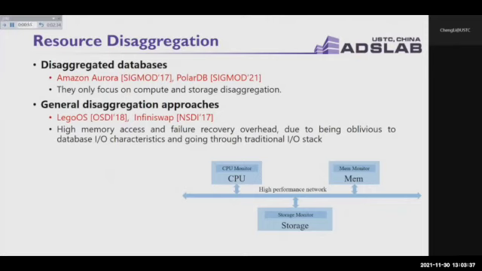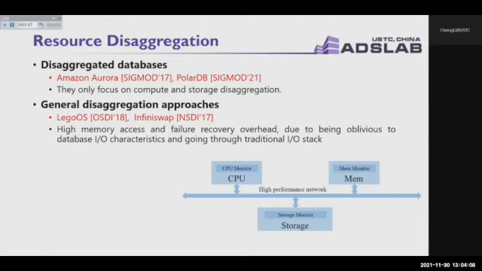For example, there are two main directions. One is called the disaggregated database. The representative examples are Aurora and PolarDB. They were both published at SIGMOD in different years. Their focus is on compute and storage disaggregation. For instance, they push the database storage to the network connected component.